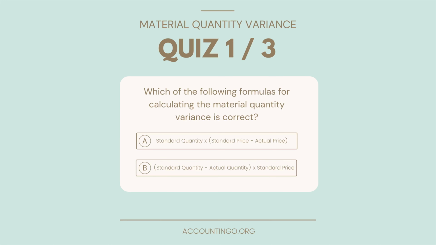Alright guys, time for a short quiz. I'll be asking you 3 questions and let's see how many you can get right. If you want more time to answer a specific question, simply pause the video before I reveal the correct answer. So let's start. Okay, question 1. Which of the following formulas for calculating the material quantity variance is correct?